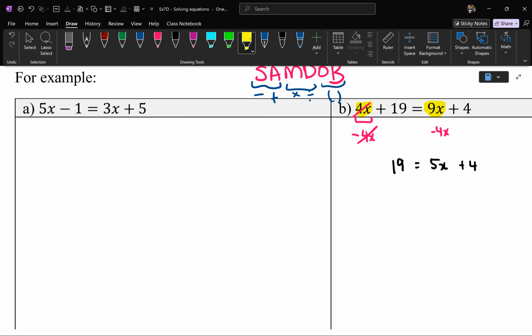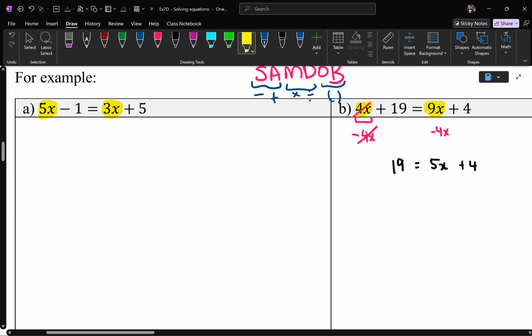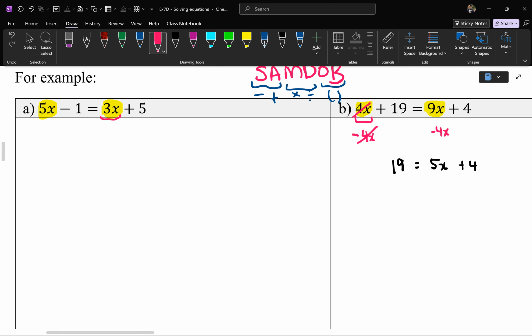Out of 5x and 3x, 3x is smaller. This is a positive 3x. So the opposite of positive 3x is? Negative. So I'm minus 3x on the right-hand side. But whatever you do to one side, you must do it to the other. So minus 3x on the left.